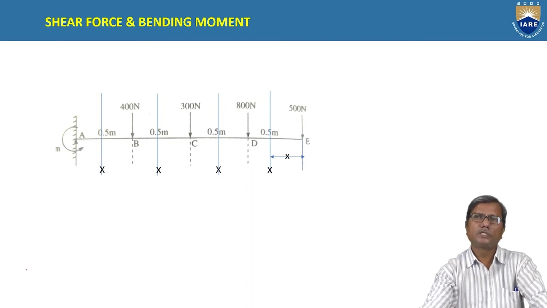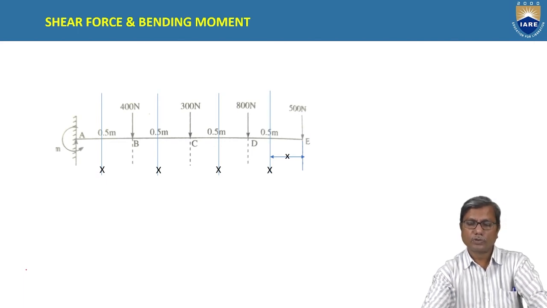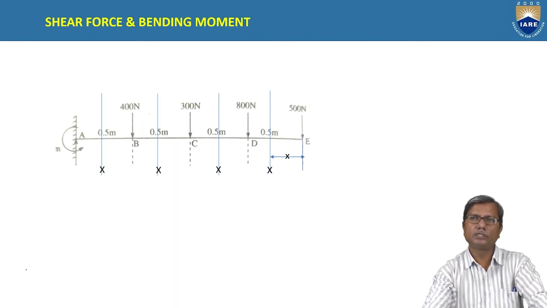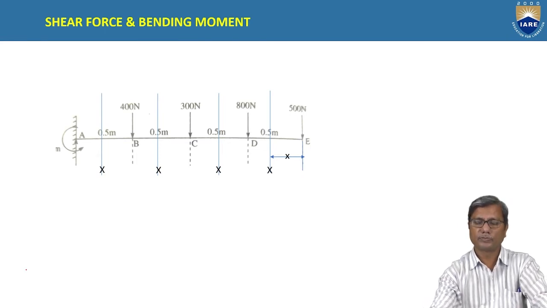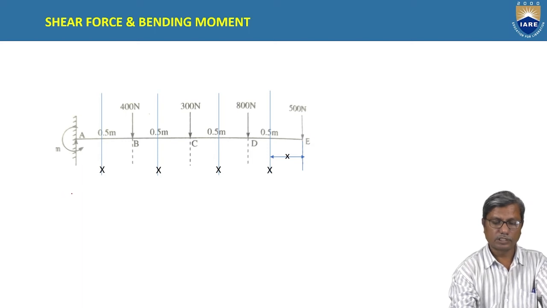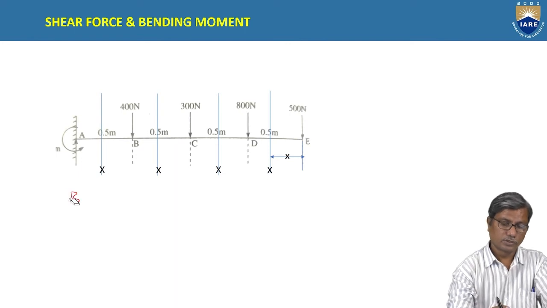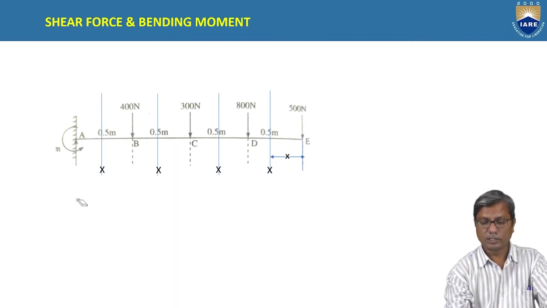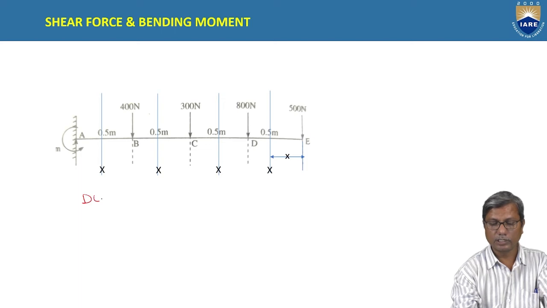So how many sections do we need to consider here? For every change of loading, we need to consider one section. So we consider sections between DE, CD, BC, and AB. Four sections we need to consider in total. Considering the first section between DE, we find the bending moment and shear force. Shear force we'll find first.